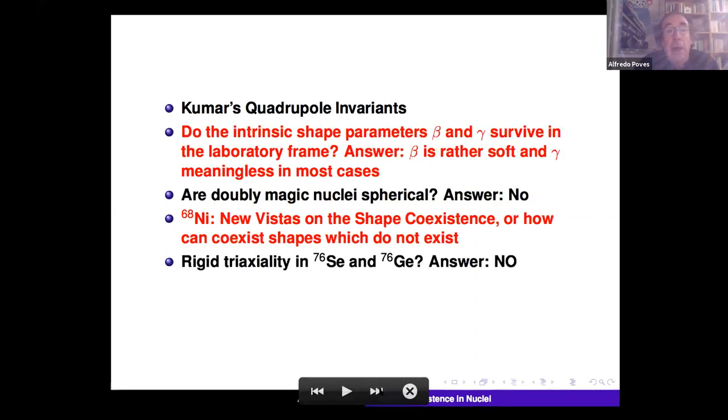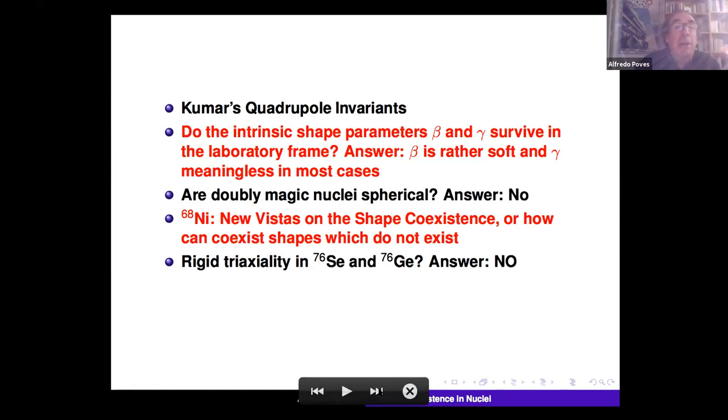As the last part is the most provocative, I will put the conclusions at the beginning, just to let you have some taste of the outcome. I will use the quadrupole invariance to the limit to answer the question: do the intrinsic shape parameters beta and gamma survive in the laboratory frame? And the answer is that beta is rather soft and gamma meaningless in most cases.